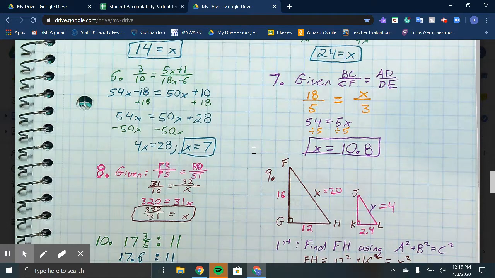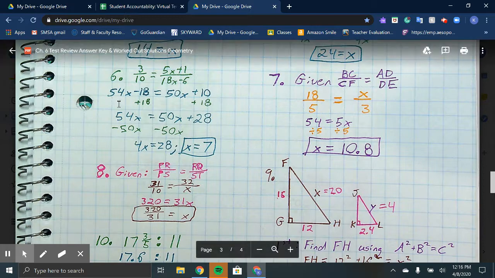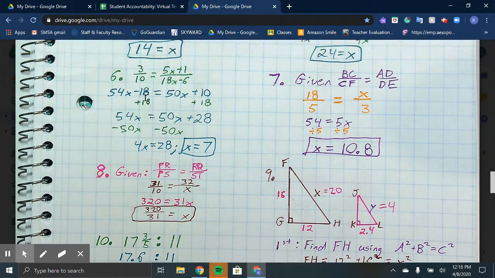Then with 6, we have 3/10 equals (5x plus 1) over (18x minus 6). So when we cross multiply with both, we need the distributive properties. That gives us 54x minus 18 equals 50x plus 10. Add the 18 to each side, then subtract the 50x. 4x equals 28, so if we divide both sides by 4, x equals 7.